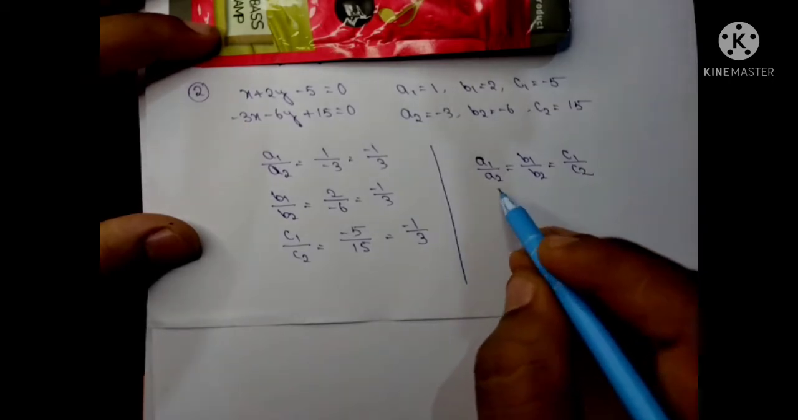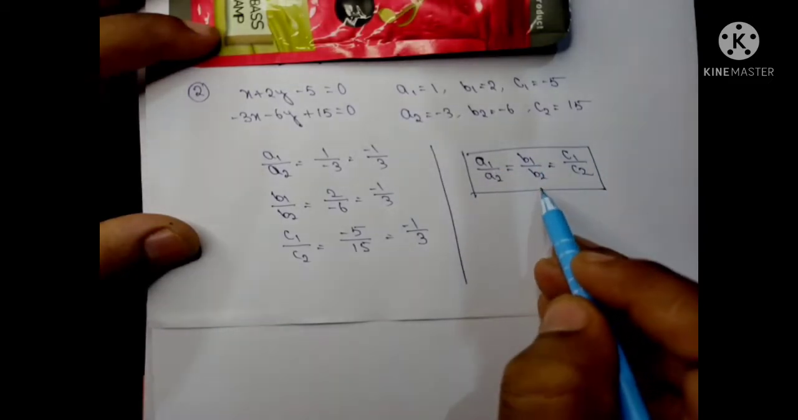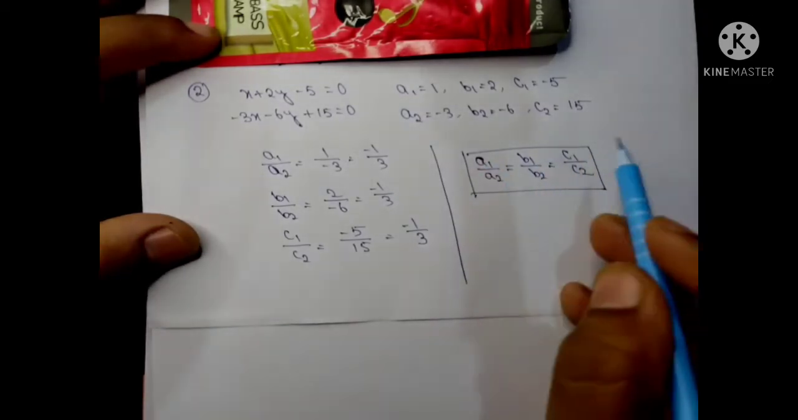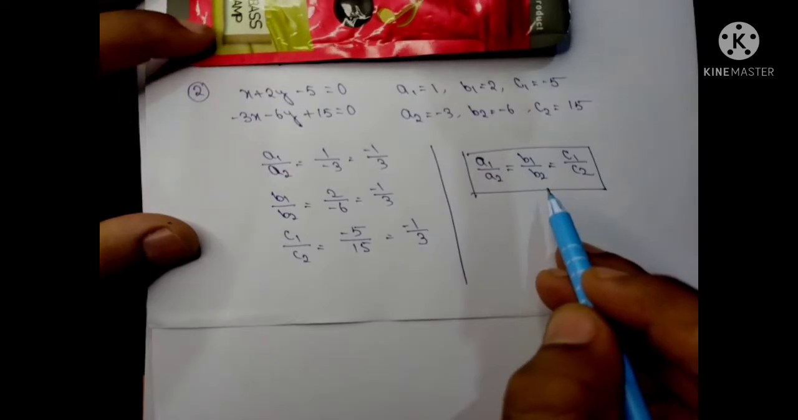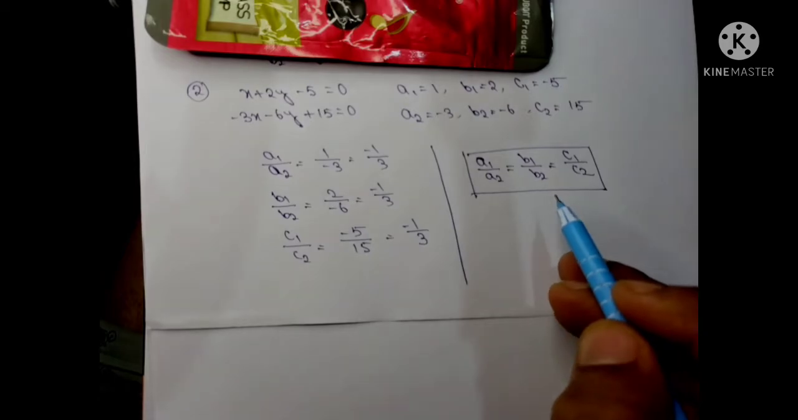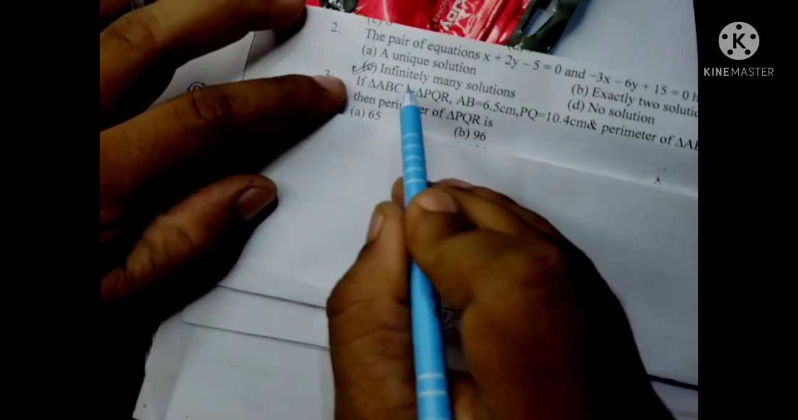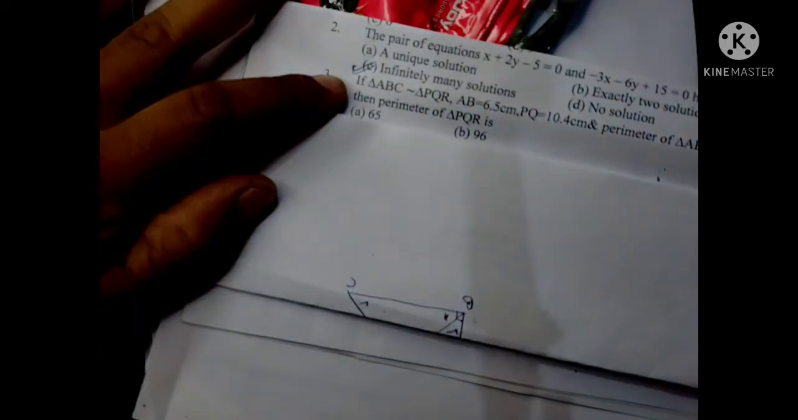So as per the definition, if a1 by a2 is equal to b1 by b2 is equal to c1 by c2, that means the two lines are coincident lines. That means they have infinitely many solutions. So here option C is the right answer, which is infinitely many solutions. Okay, so now move to question number 3.